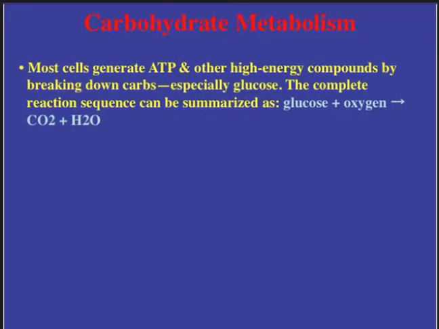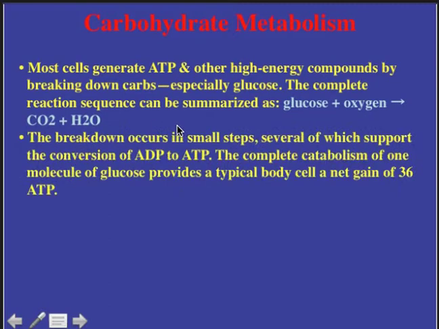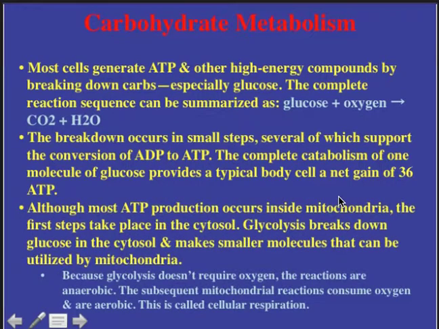So, most cells generate ATP and high energy compounds by breaking down carbs, especially glucose. The complete reaction sequence can be summarized as glucose plus oxygen gives you carbon dioxide and water, and then what isn't shown here, chemical potential energy in the form of ATP and heat. The breakdown occurs in tiny steps, several of which support the conversion of ADP to ATP. The complete breakdown of one molecule of glucose provides a typical body cell a net gain of 36 ATP.